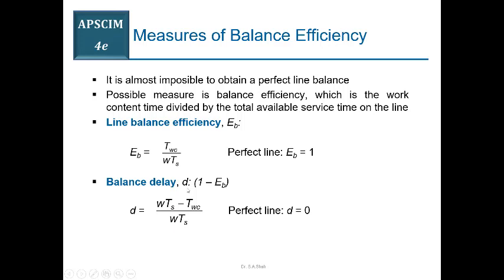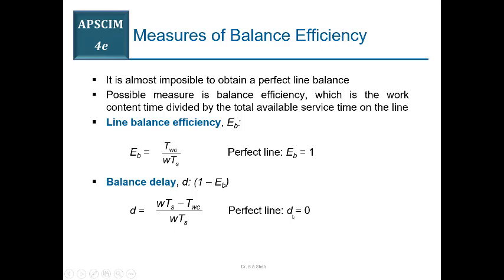And then sometimes, let us say the balance efficiency is not given and directly you want to find the delay, then EB equals TWC divided by WTS. So simply put its value, it will be 1 minus TWC by WTS. LCM निकाल के आपके पास ये आ जाएगा. So you can first find the delay and then the rest will be the balance efficiency, or you can find the balance efficiency and the remaining will be the delay.